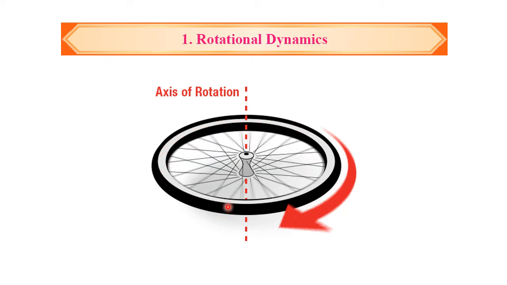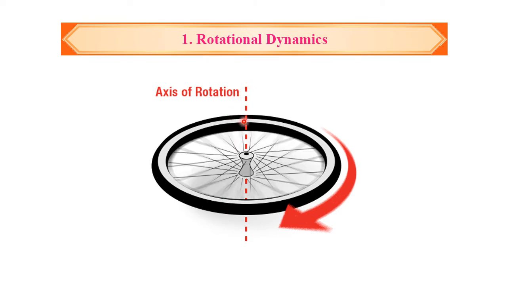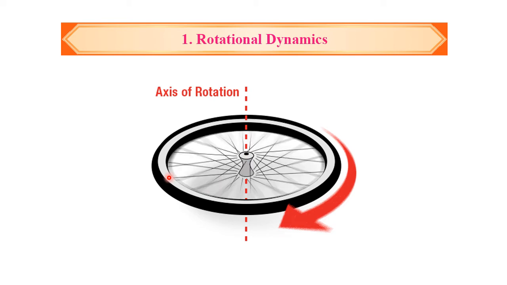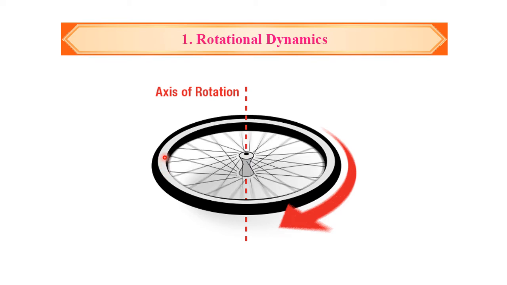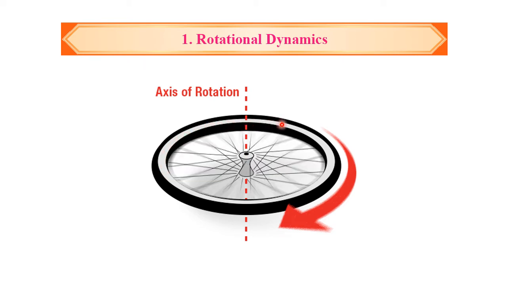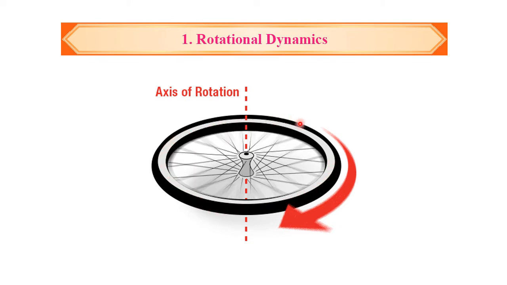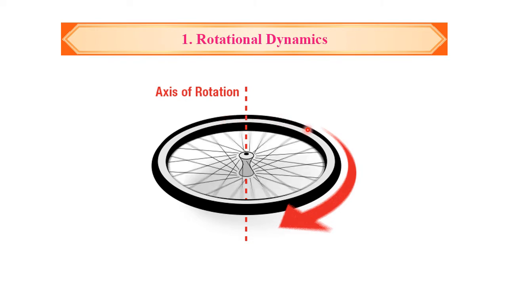How? Look at this fixed axis of rotation. From this fixed axis, let's say we have taken radius r. At this radius r, all the particles which are moving on this wheel are performing a circular motion. So what is circular motion? If an object moves in a circular path or along the circumference of a circle, then the motion of the object is known as circular motion.